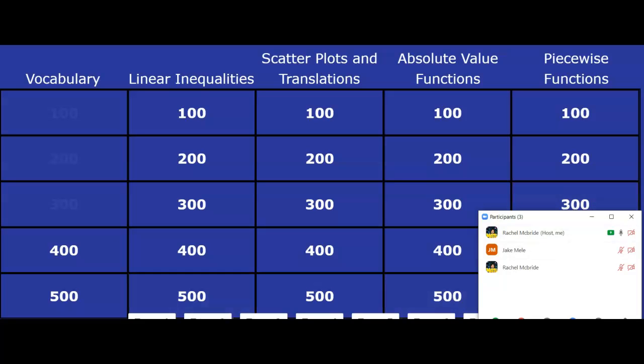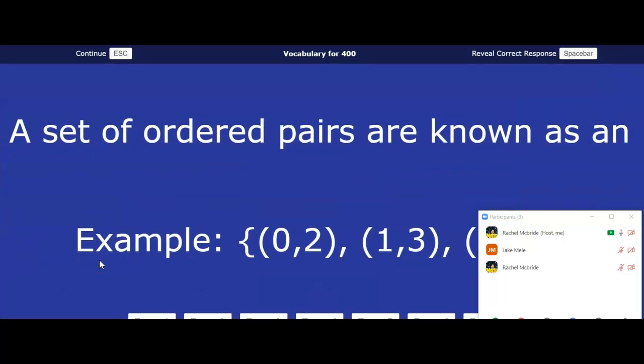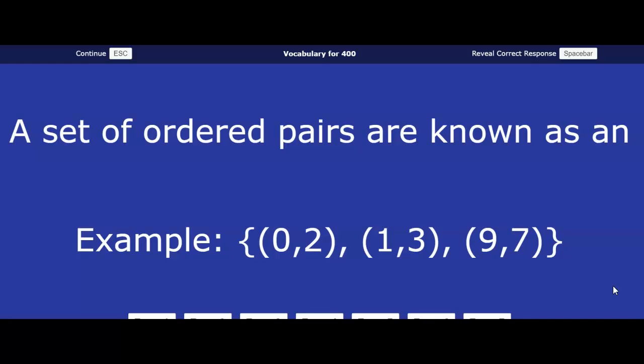All right, let's see. Next up, 400 points. A set of ordered pairs is known as a set of ordered pairs... Okay, Steven. Coordinates. More specific to this year. Points. It starts with an R. It starts with an R. Relations.